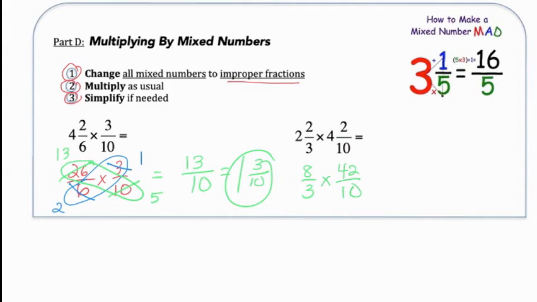However, those are pretty big numbers. I want to see if I can cancel, and I think I can. So I'm going to go this direction first. I can divide both 8 and 10 by 2. So I'm going to divide 10 by 2 and turn it into 5. Divide 8 by 2 and turn it into 4.